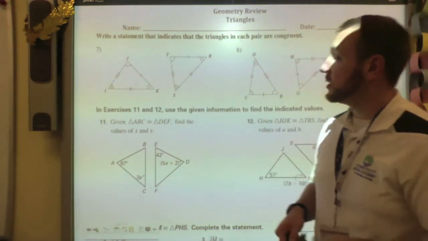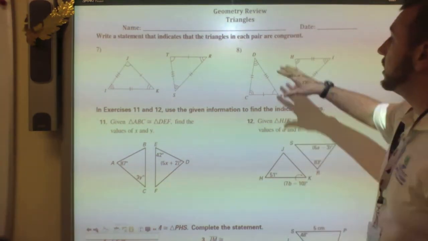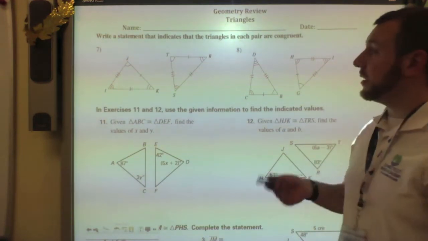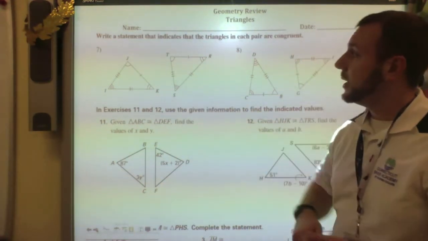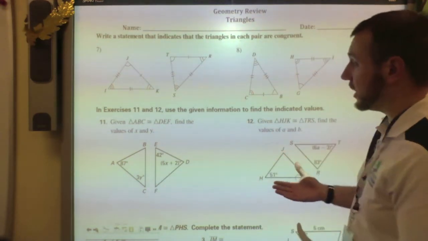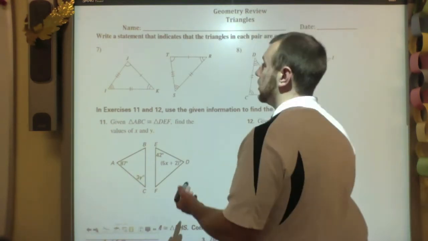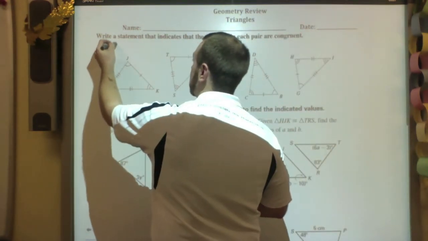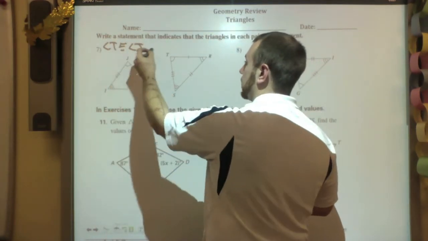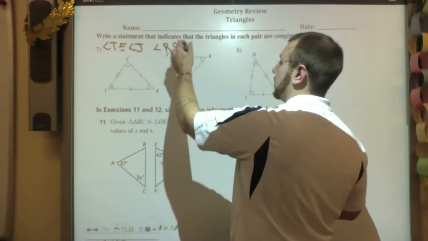This is one of the major things that we've been talking about for a little bit. And it says, write a statement that indicates that the triangles are congruent. Well, the first thing we gotta say, okay, is, are these triangles congruent? Yes, and I can show this by saying each side is congruent and each angle is congruent. So I can say angle T is congruent to angle J. I can say angle R is congruent to angle K.